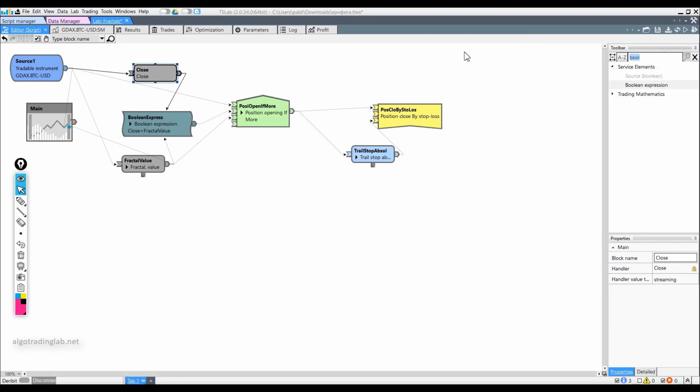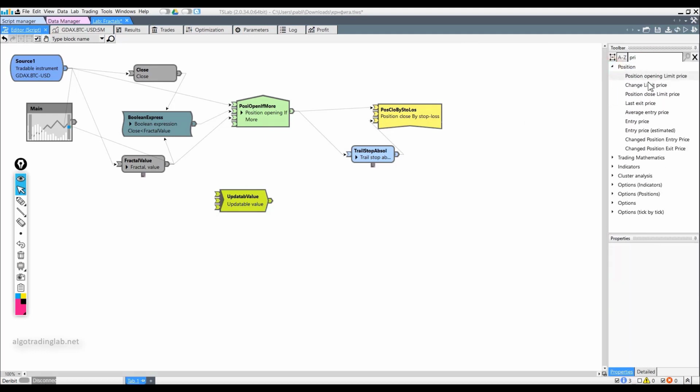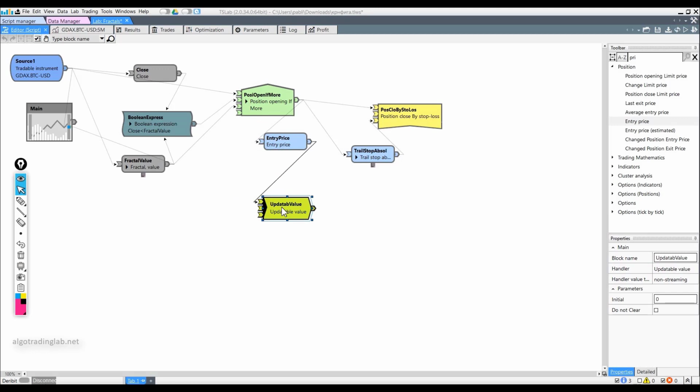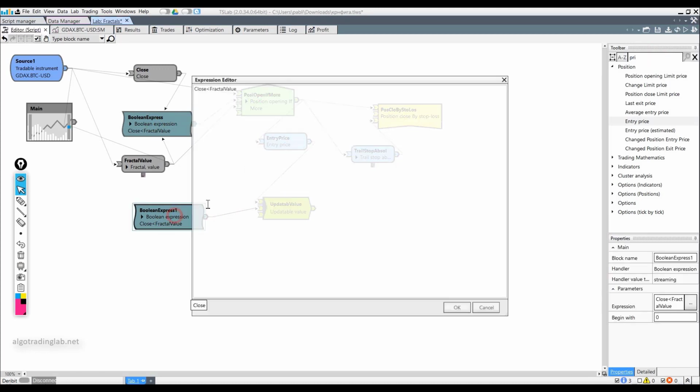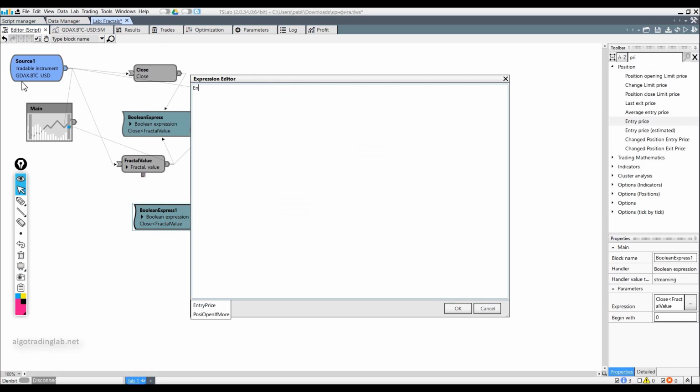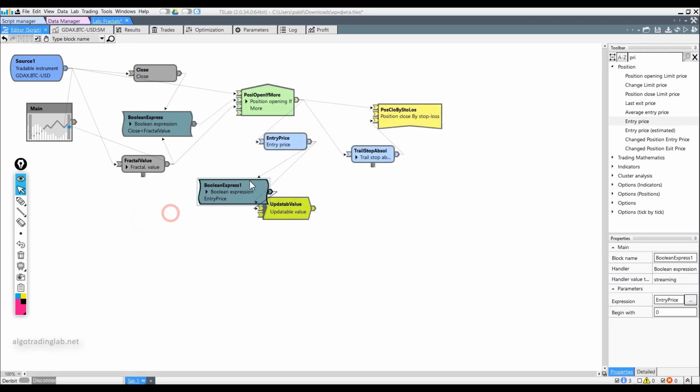First, we need an updatable value block and an entry price block. We will connect them. We then need to store the entry price at the moment of opening a position. To do this, we will take a Boolean expression block and set the following condition. We will store the entry price in memory when the price is not equal to 0. This is the easiest thing to do.